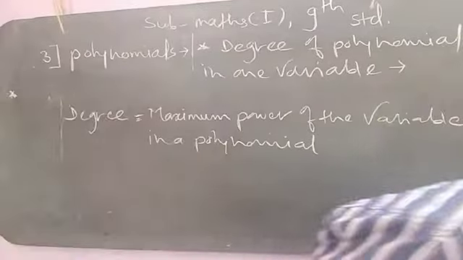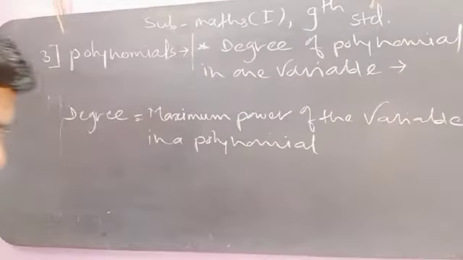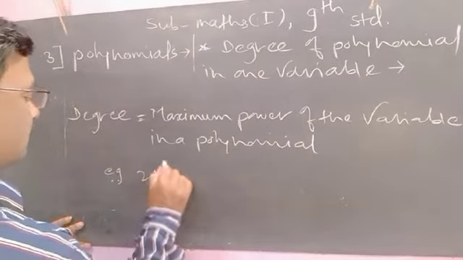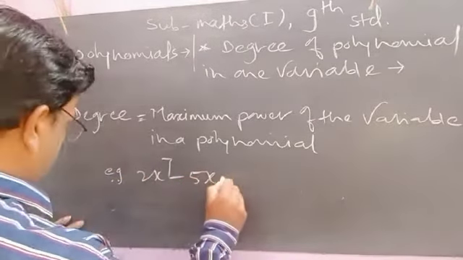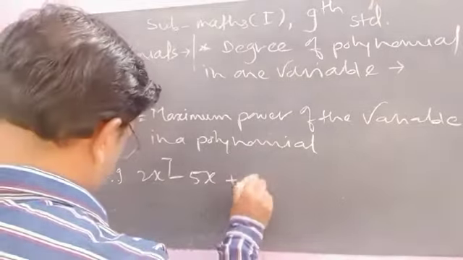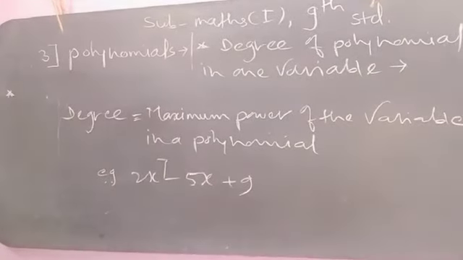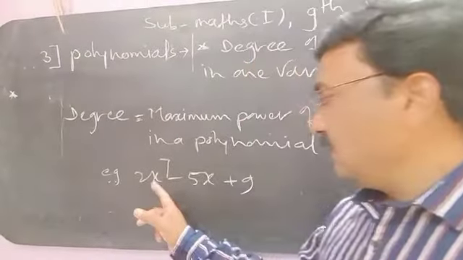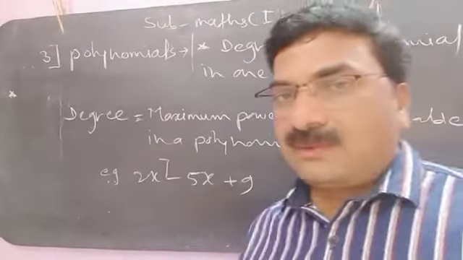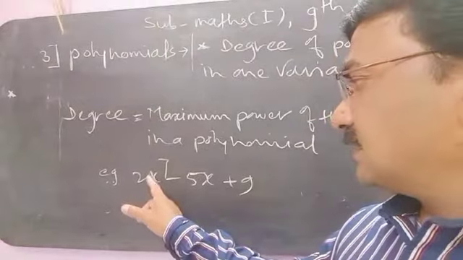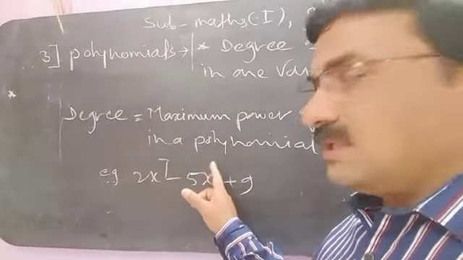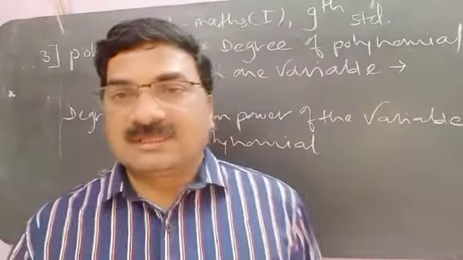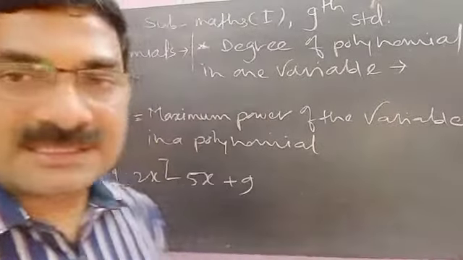For example, see here 2x raised to 7 minus 5x plus 9. Here, what is the degree of that polynomial? Observe, here the variable is only one. Then the maximum power of the variable x: here the power is 7, here the power is 1, here it is 0. Then 7 is the maximum power. Therefore, the degree of that polynomial is 7.